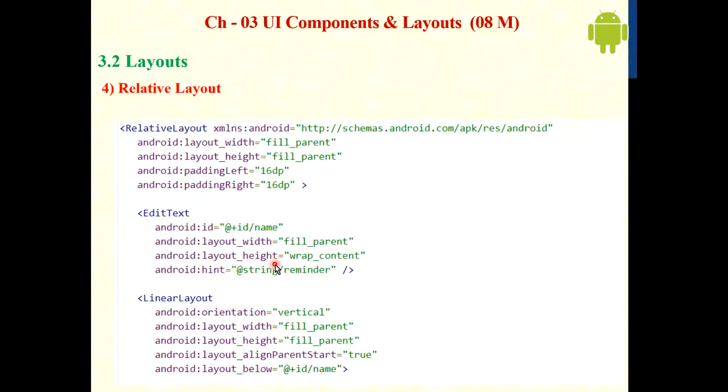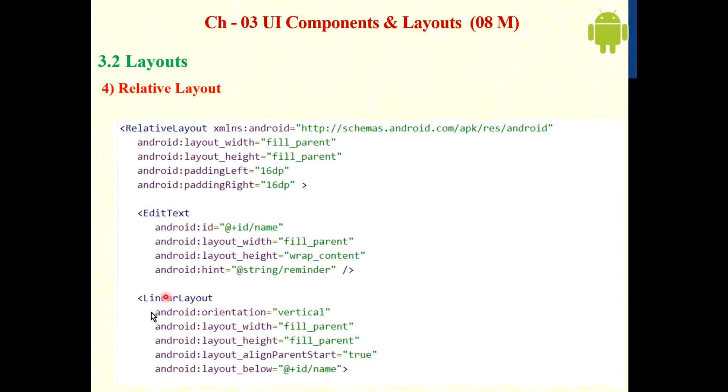Next, here we see the example of relative layout. First, this code is for relative layout. In that code we write some attributes like layout width, layout height, padding left and padding right. So these are some attributes of relative layout we mention here. Then we add one component, EditText, in the relative layout. First we define the ID, then width, height and hint. So this is one component added in relative layout.